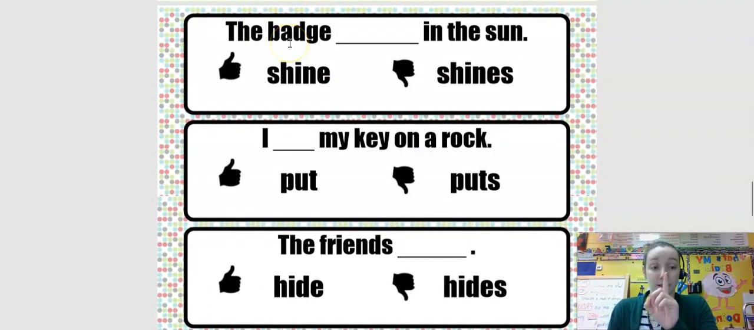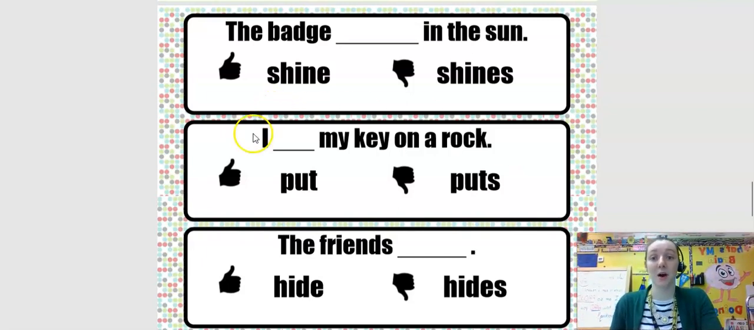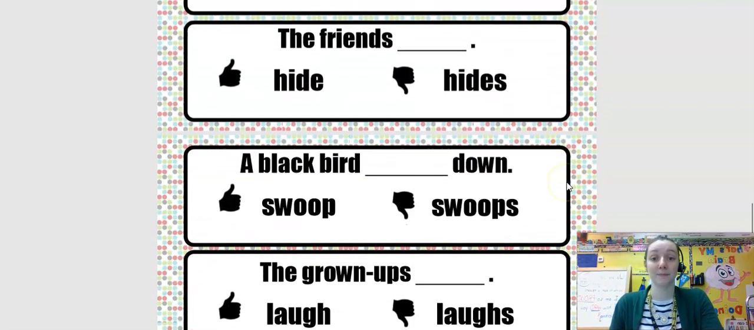The badge, single thing, shine or shines in the sun. It's going to be the badge shines, right? Because it's a single thing. So this would be the correct answer. The badge shines in the sun. It's a single thing. I put or puts my key on a rock. I put my key on a rock. We're just using put with no S, because if it's I, you, or more than one, you don't add the S. So I put my key on a rock.